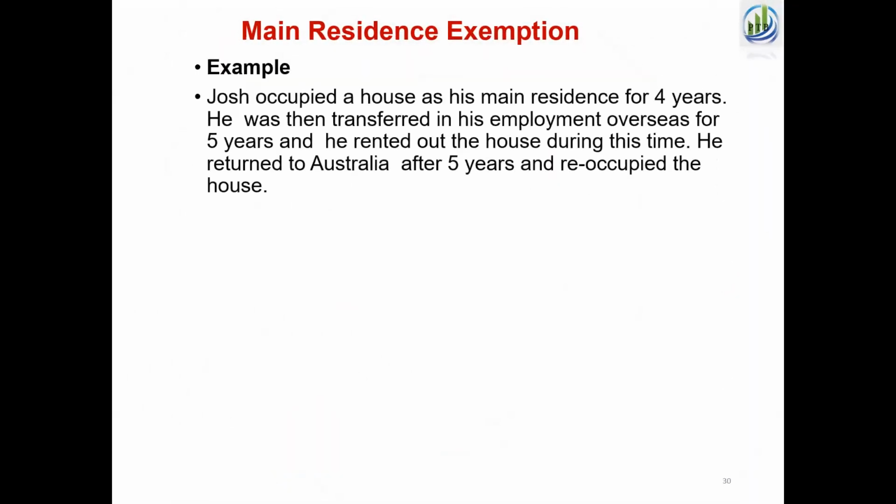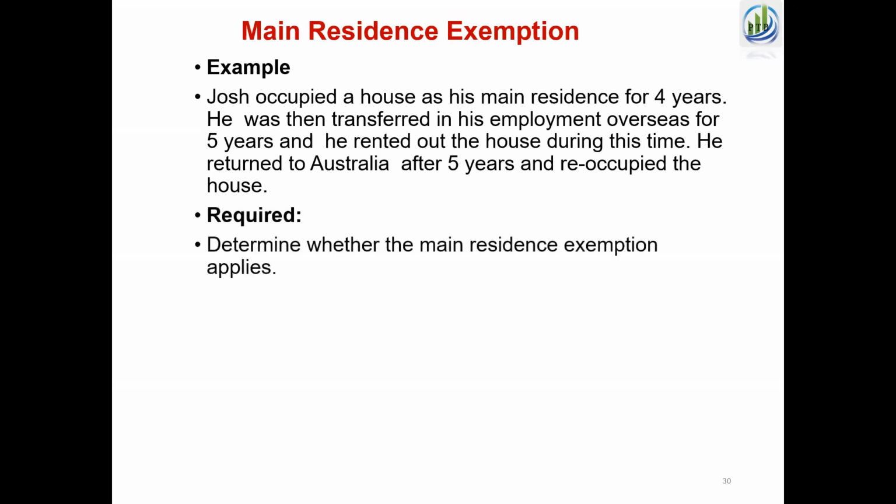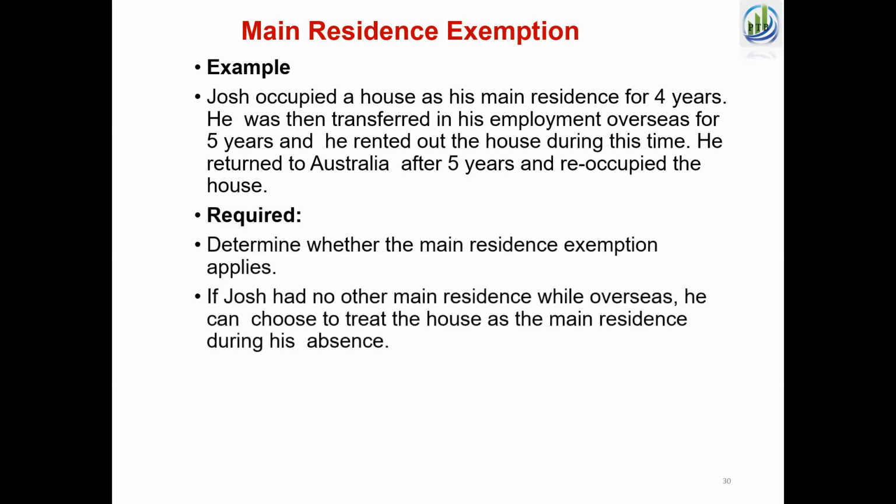Jose occupied the house as his main residence for 4 years. He was transferred in his employment overseas for 5 years and rented out the house during this time. He returned home after 5 years and reoccupied the house. Required: determine whether main residence exemption will apply. Jose had no other main residence while overseas. He can choose to treat the house as the main residence during his absence. What's the meaning? If he sold that house, even though he rented it out for 5 years, he will get that full exemption.